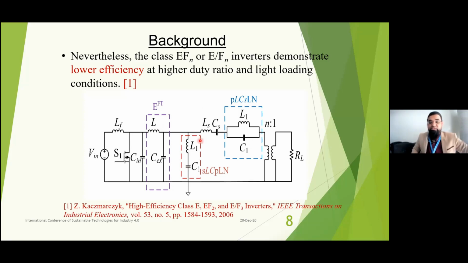This resonance circuit can also be added in the main resonant tank, where LS and CS are our main resonant tank. So we can add this extra resonance circuit in the main resonant tank in series or in parallel. There are different types of configuration, and each type has a different impact on the operation of the circuit. So there's a whole lot going on here.